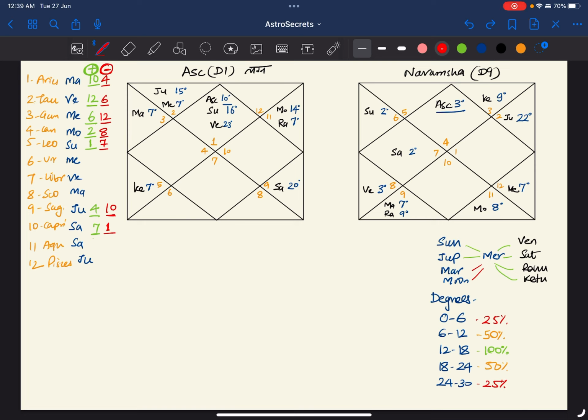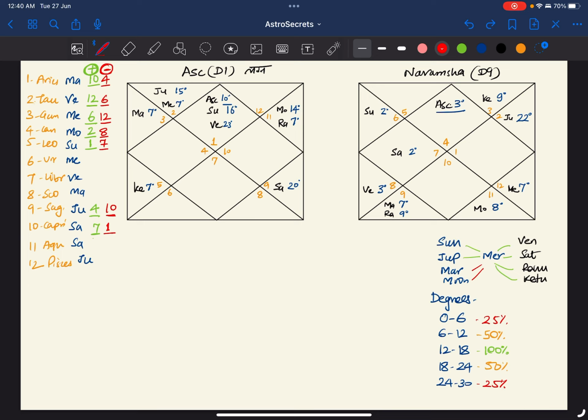We are going to cover the planets also a little bit. Let's say Sun, Jupiter, Mars, and Moon are considered in one bracket. They are kind of friends to each other. If you have, let's say, Venus, Saturn, Rahu, and Ketu, they are friends with each other, and therefore kind of the impact or the effect that they will have.